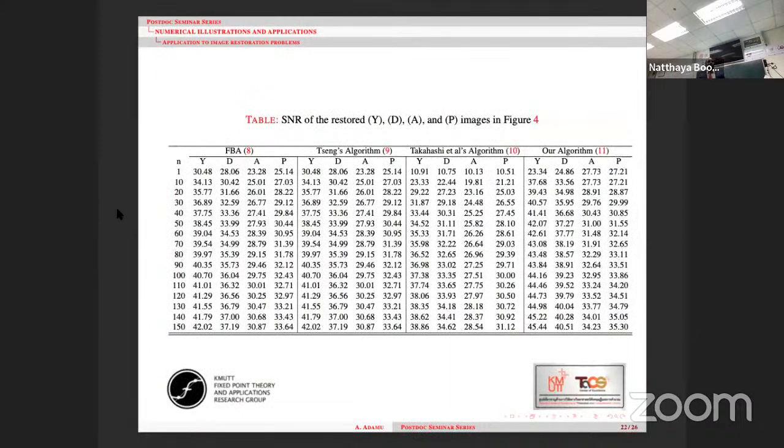Now you can see in this table, for Ying's image, the forward-backward algorithm has an SNR value of 42.02. Same with Zeng's algorithm. Takahashi et al.'s algorithm has an SNR value of 38.86, while our proposed algorithm has an SNR value of 45.44. So you can see for Ying's image, our algorithm gave the best restoration when compared to these three algorithms. Also, the same is the case for Duan Kamon's image, my image, and that of Bo.